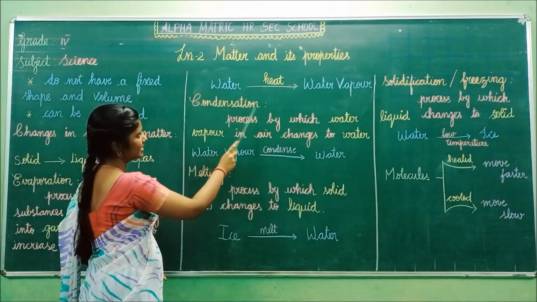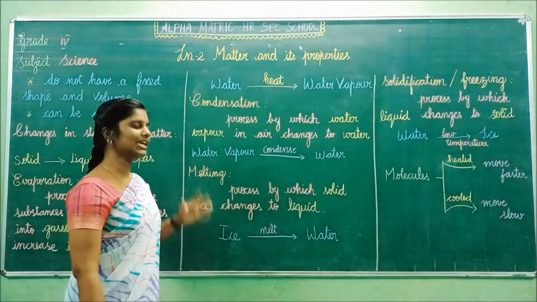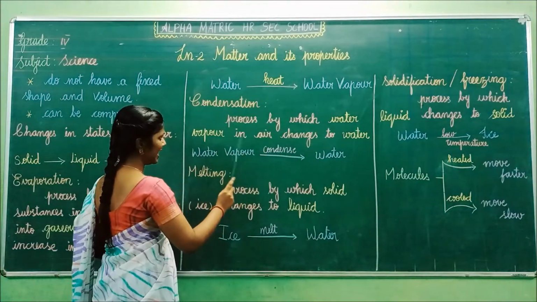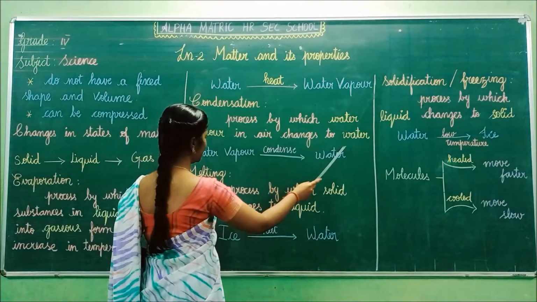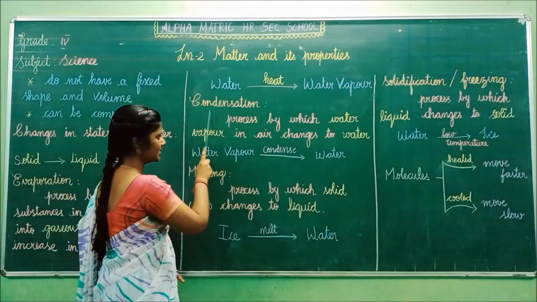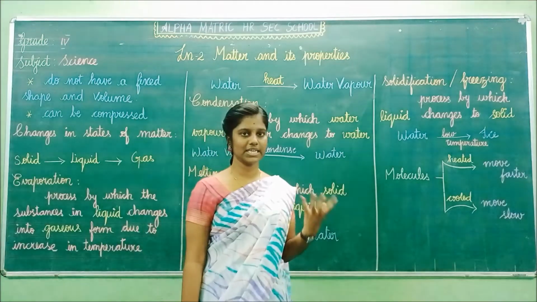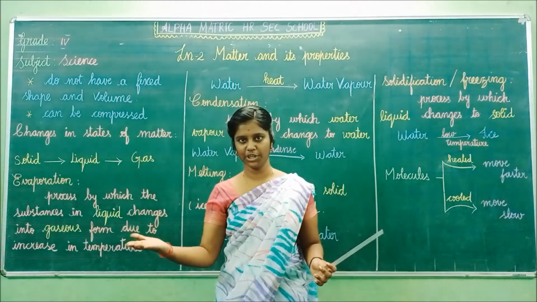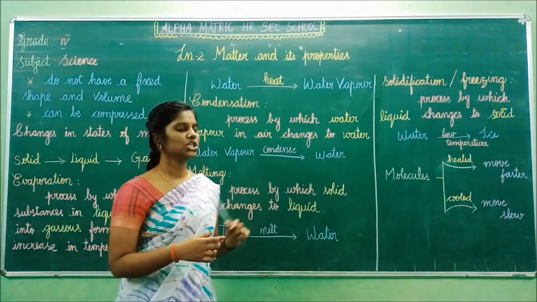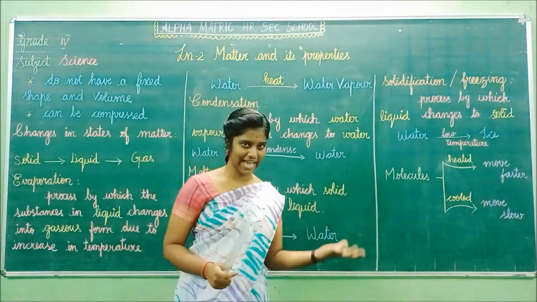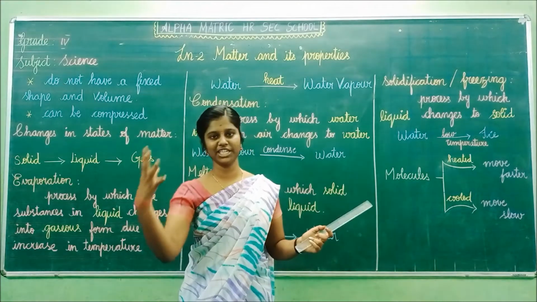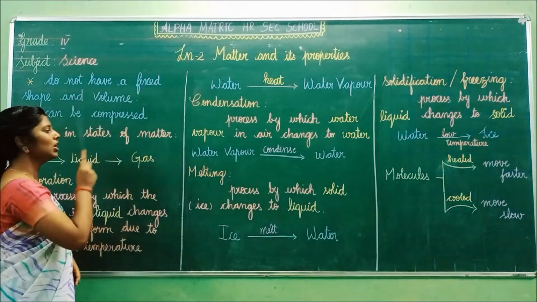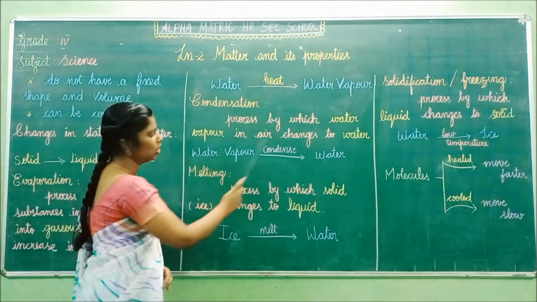C-O-N-D-E-N-S-A-T-I-O-N. Condensation. Now we are going to see condensation. The process by which water vapor in air changes to water is called condensation. So, in the condensation process, water vapor is getting changed into what? Water. So, from the gaseous state, it is getting changed into the liquid state. So, here it is gas to liquid, water vapor to water.